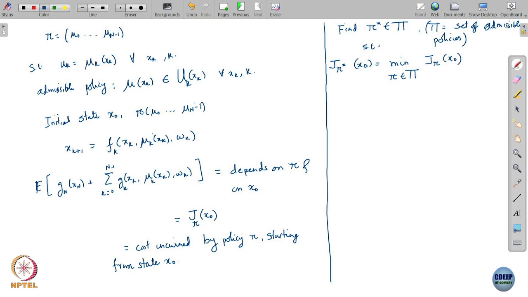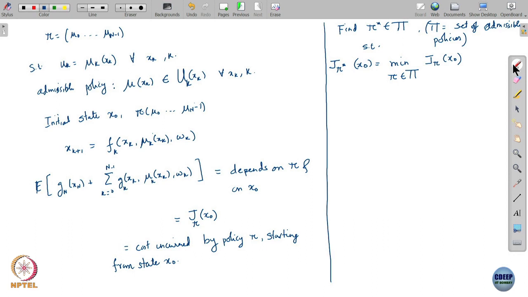Notice that it appears like this is a problem that we would need to solve for each value of x 0, because we have not gotten rid of the initial state as yet. So, we would have a cost for each initial state, and it appears prima facie that the optimal policy pi star could vary with x 0. However, the nature of the problem is such that it is typically possible to find a pi star that does not depend on x 0 itself. You can choose any x 0 to start with, and you end up finding a policy that would work for any initial state.